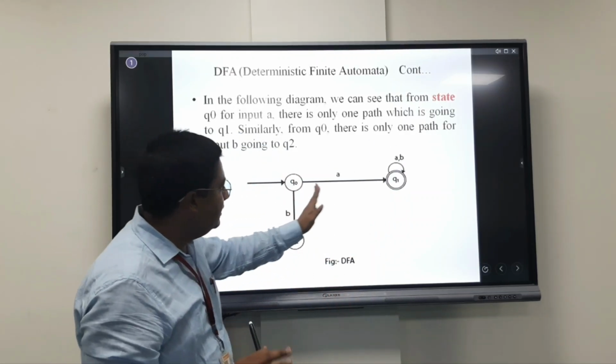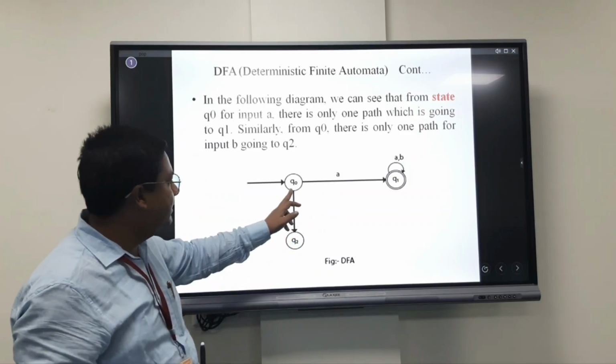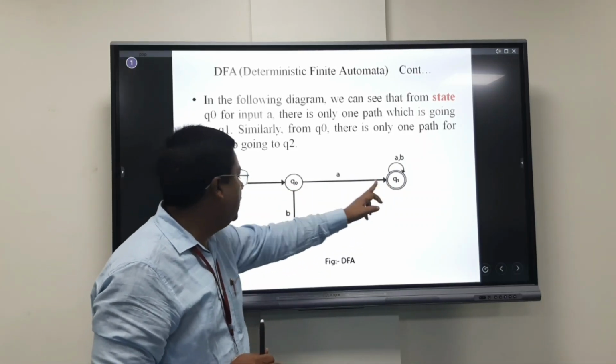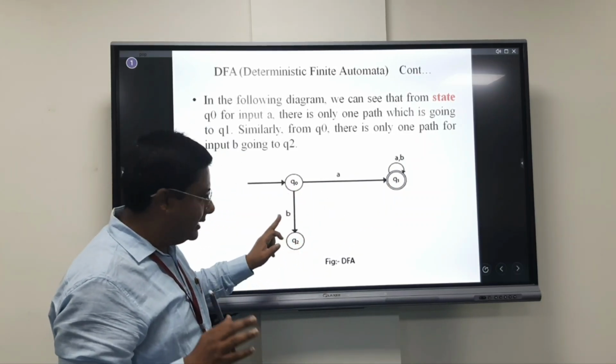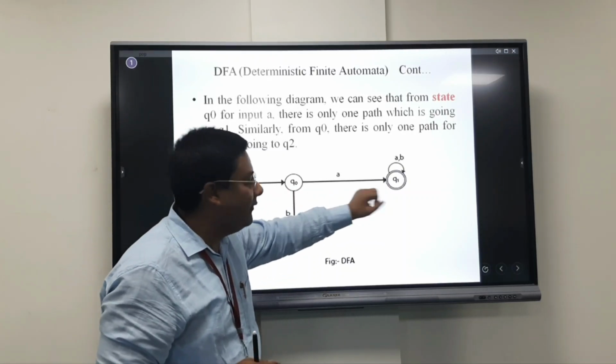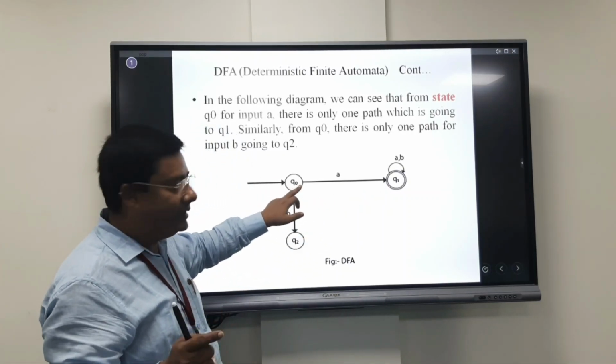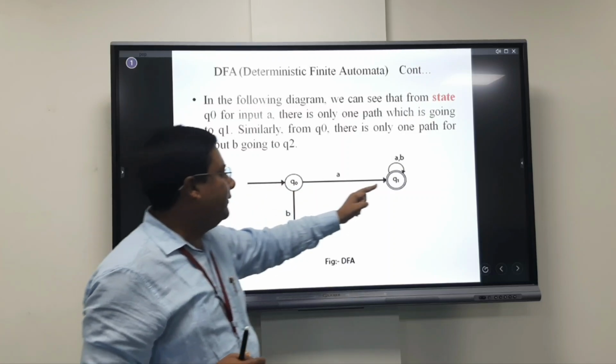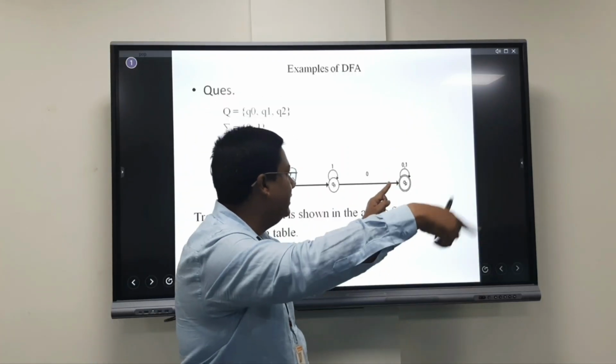In this example, we have three states: Q0, Q1 and Q2. Of these three states, Q0 is the initial state and Q1 is the final state. The initial state is denoted by a simple arrow, and the final state is denoted by a double circle.